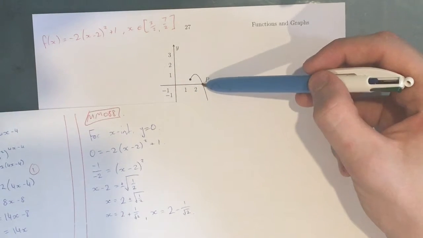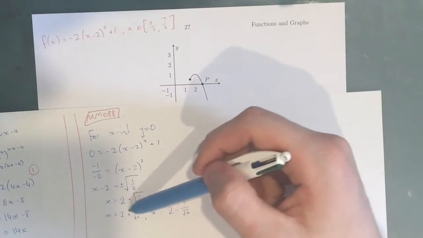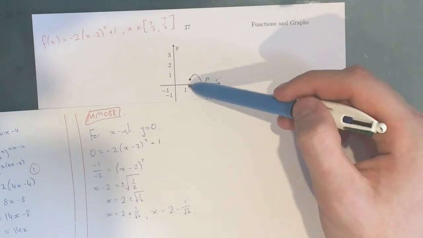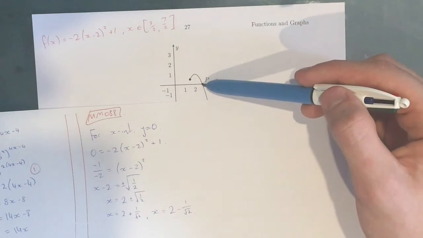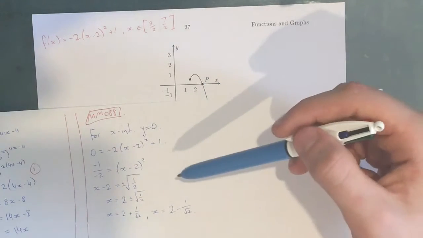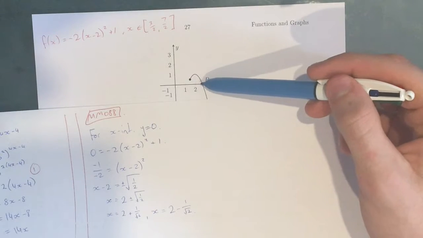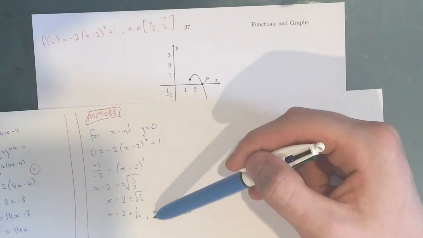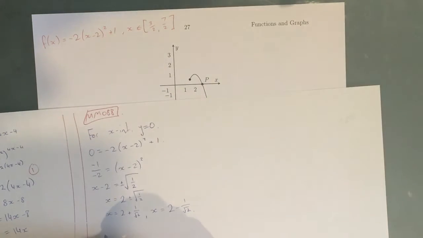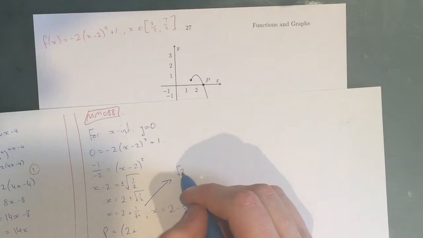Now, what we're looking for is this point P. We have to decide which x-intercept we're going to use, because normally there would be 2 x-intercepts, but because of the restricted domain up here, there's only the 1 at P. We can see that the turning point occurs at x equals 2, and P is greater than 2, which means that our x-intercept has to be 2 plus 1 on root 2.